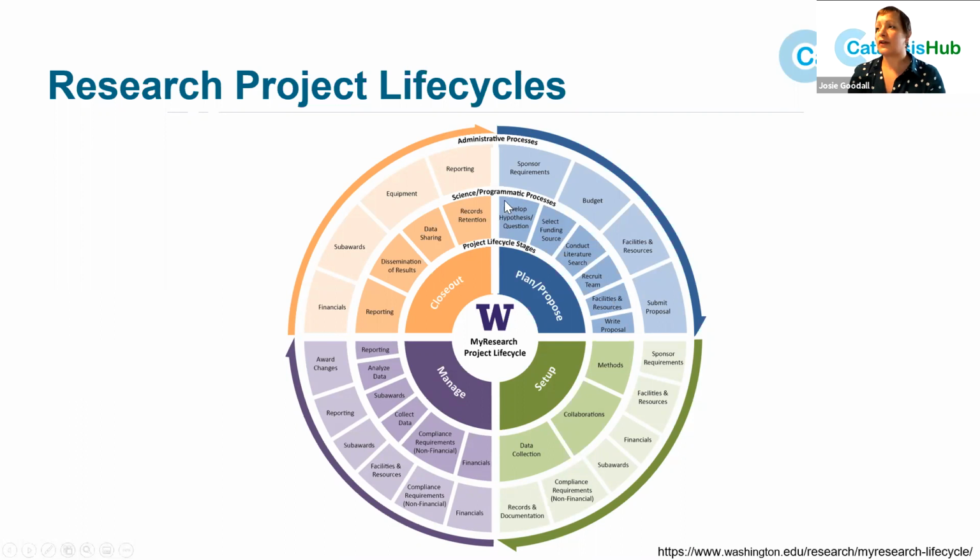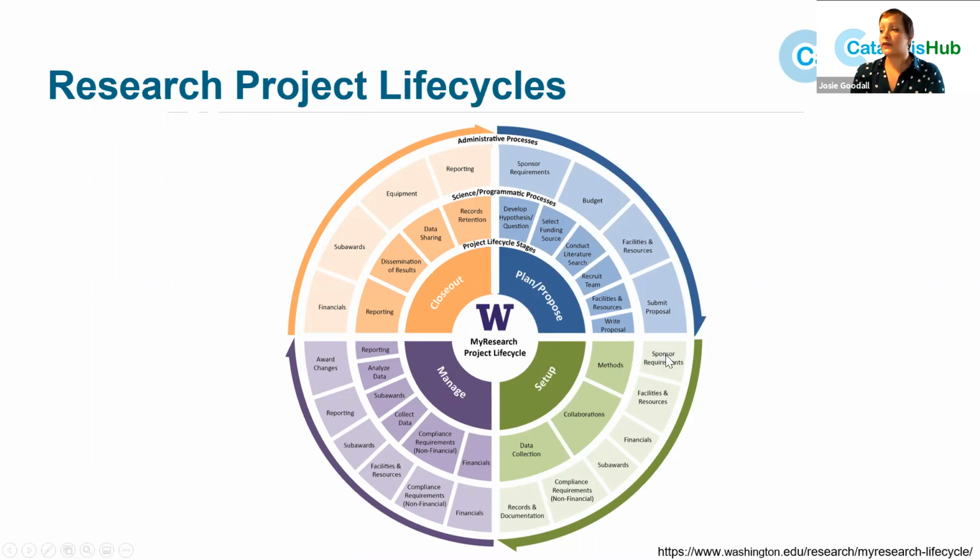Most research projects start with a question. What happens if we do this? Or what does this mean? What do I want to do? How can I do this? How can I solve this problem? You then select your funding source, you check in the literature, you write your proposal, and then have to fulfill all your sponsor requirements. So this cycle is from Washington University, and they have lots of resources on research project management.